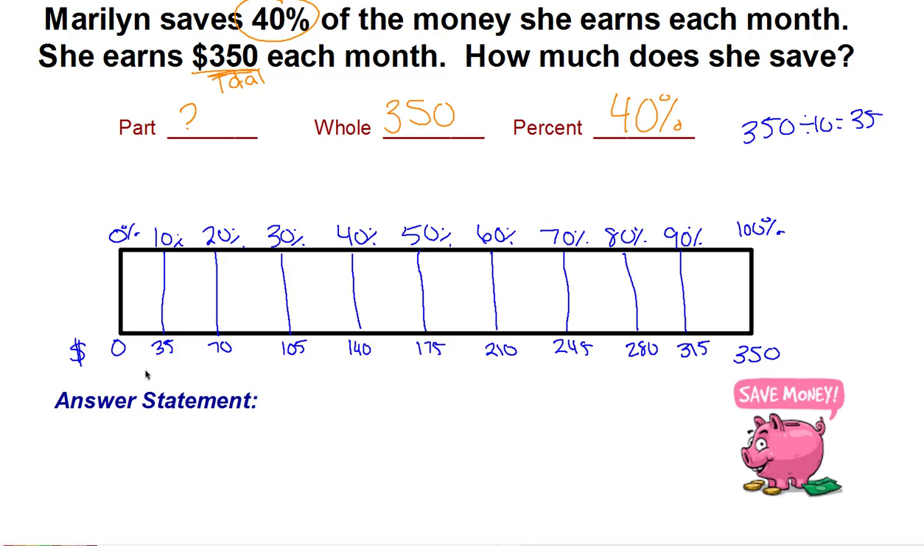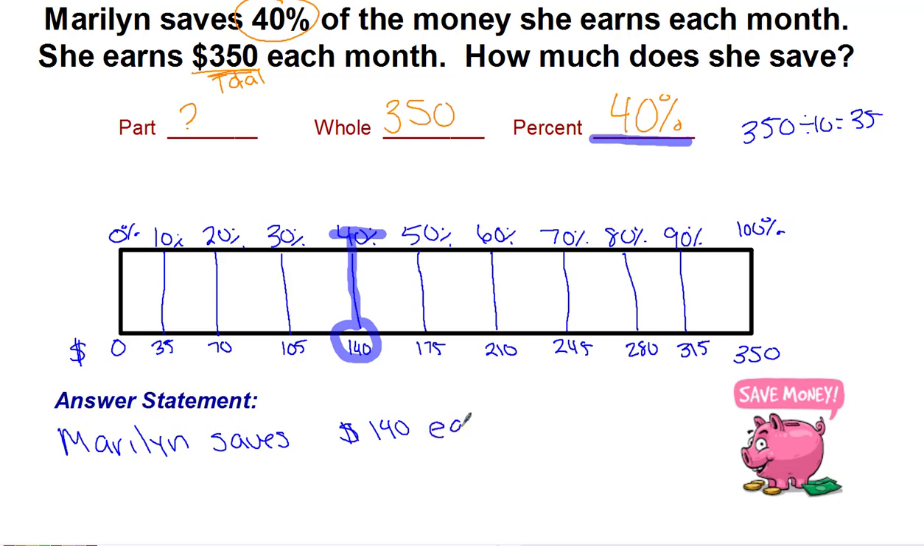Okay, and now all we have to do is look at the bar and then look at the information that we have. So I'm looking for the 40%, so I go to the top and find 40%, and then I just drag my line down and look at the number there. So 40% is $140. So Marilyn saves $140 each month. And that's it. That's all you have to do to solve this type of problem using a bar model.